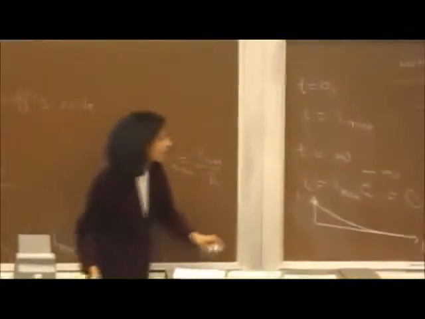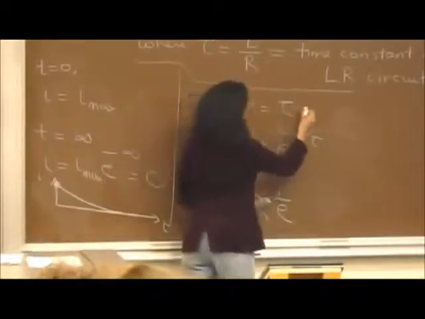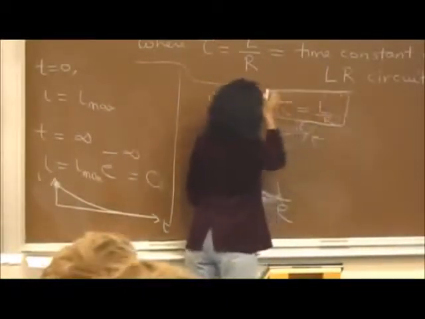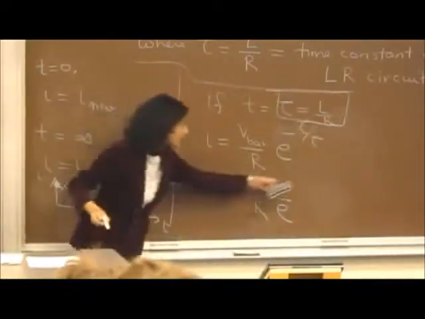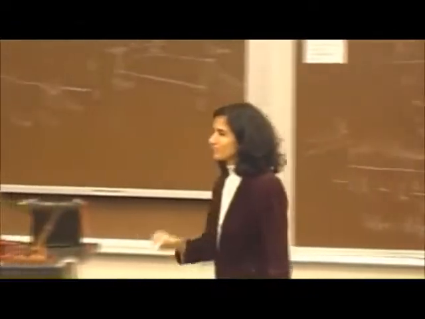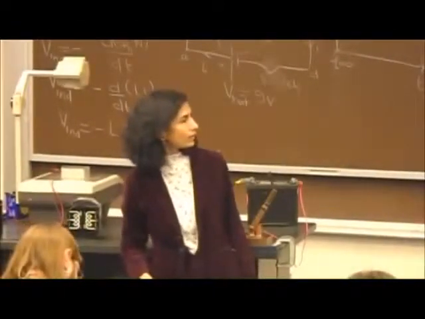After a time t is equal to tau, which is L divided by R, after this time, we are saying the current has become 1 over E of its maximum value. Please. What is the time over tau? Like, what does that represent, at what time?